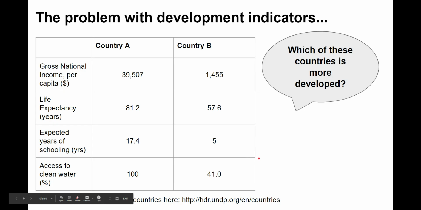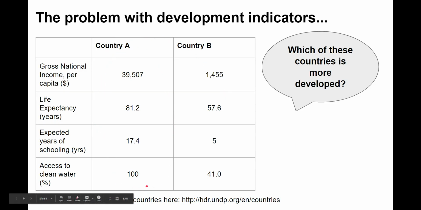That's going to tell us something about the facilities in the country. It's also going to tell us something about the healthcare in the country as well. And quite probably the fact that only 41% have access to clean water tells you quite a lot about why people only live on average to 57 years. So very well done if you said country A.